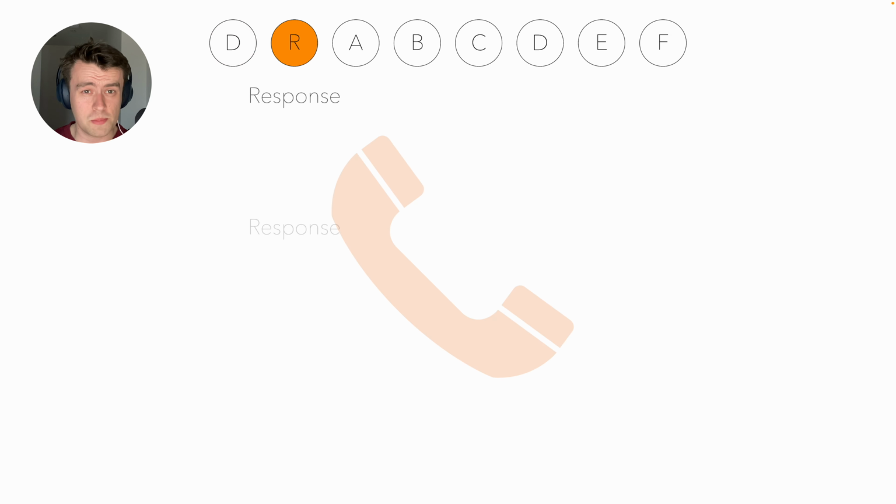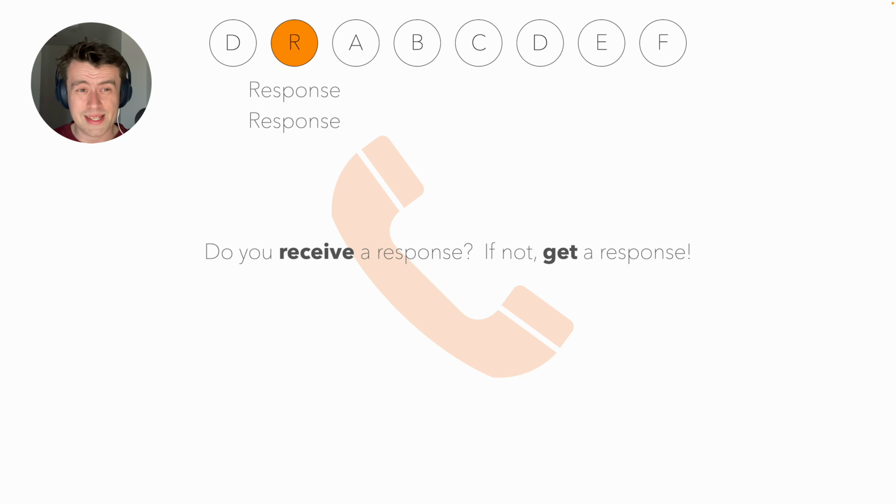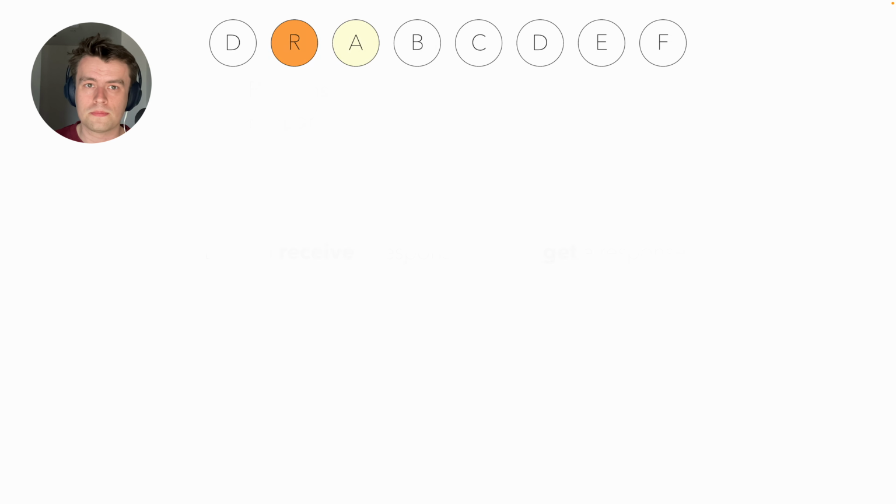R, response. Now, response is twofold. Try and get a response from the patient. And if you're not getting a response from the patient, you can't do this alone. No senior consultant can do this on their own. You need help. So, do you receive a response? If not, get a response. Pull the buzzer, and a nurse will come and help you.